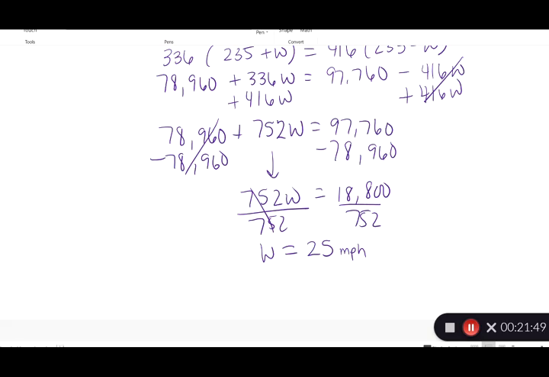If you get something really bizarre here, I would be concerned. If you got 250, I would be concerned. I would go back and check my work. If I got 2.5, I would probably still be concerned because that's really low for the wind speed when you're talking about a plane. So just check and say, does my answer make sense? Is it logical?